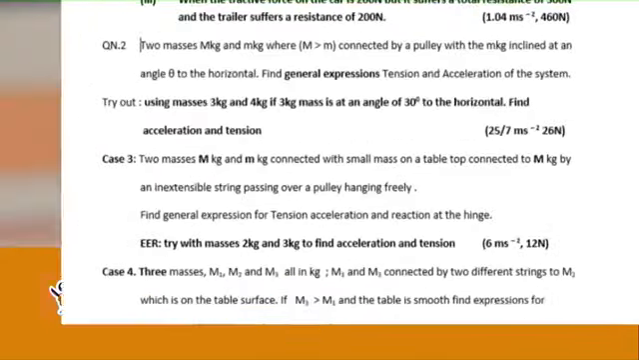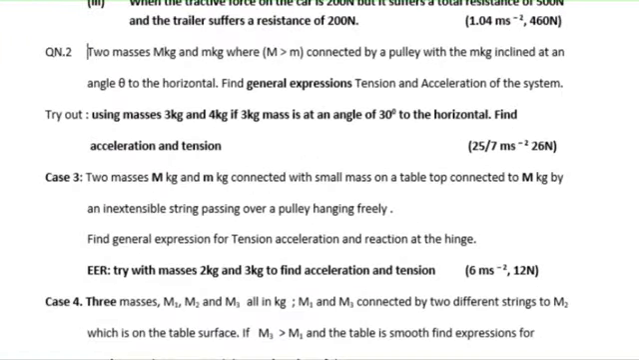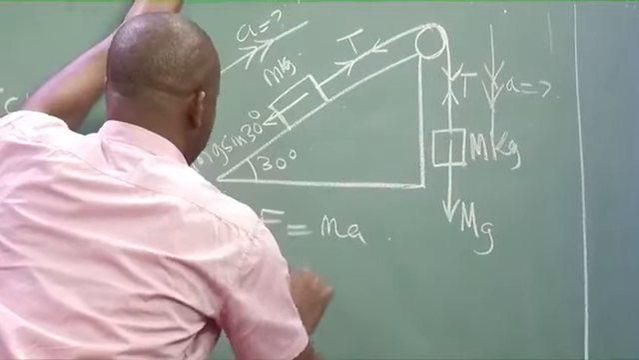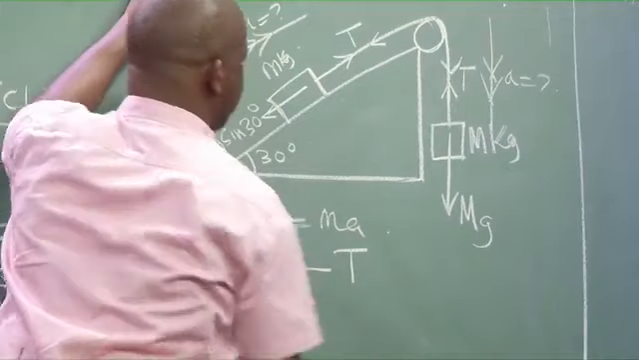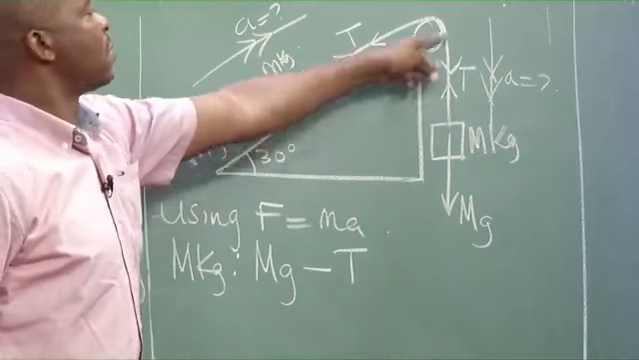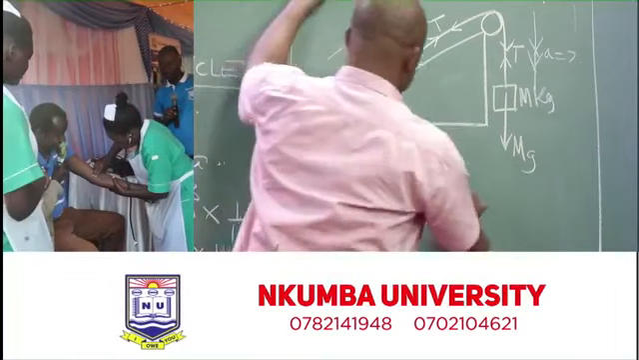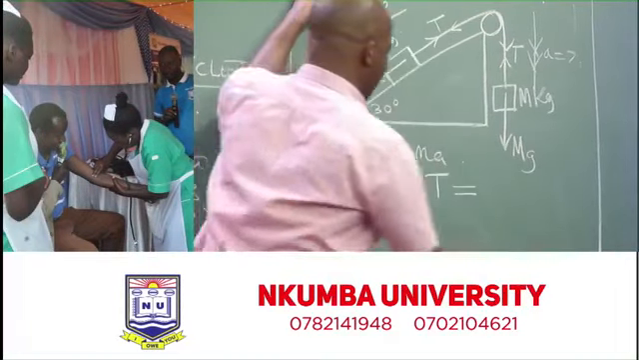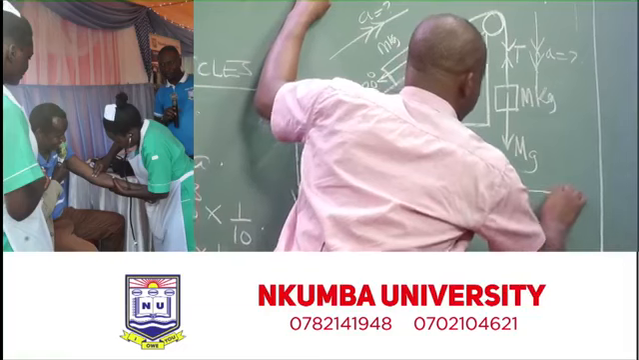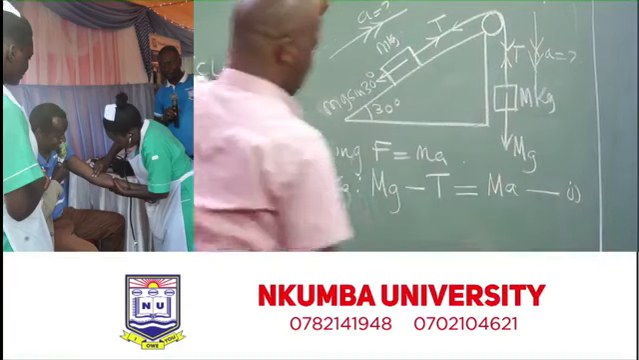Now, since motion is going there, we shall use F equals ma. For the M kilogram mass, that is the capital M, we have Mg, which is the force, minus the tension. I have chosen to use T because it is still one rope. There are cases of more than one rope, as we will be able to see. Mg minus T is equal to capital M times acceleration.